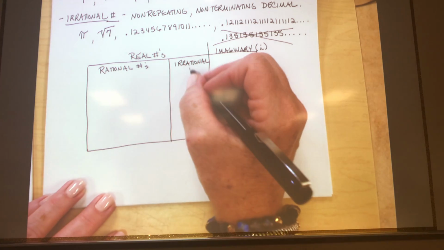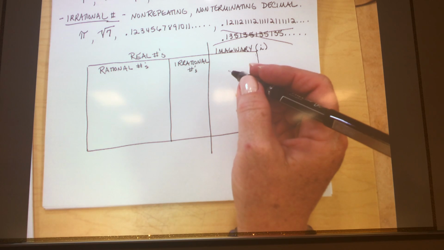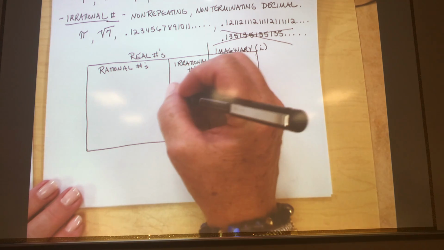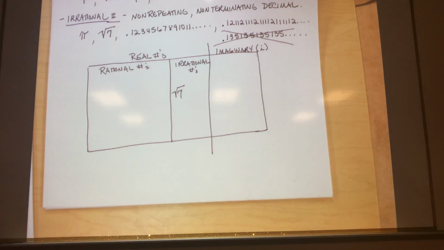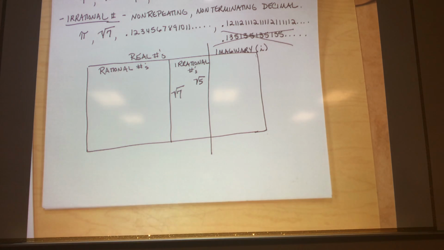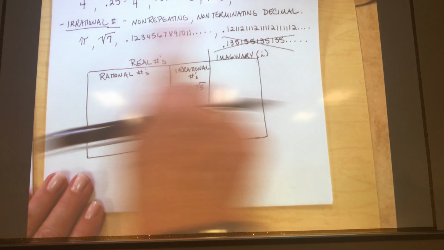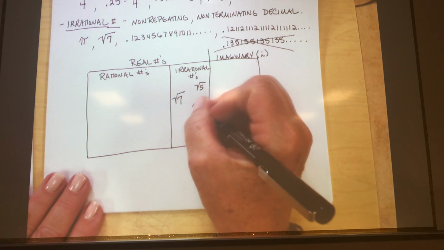Okay? Tell me an irrational number. Square root of 7. Square root of 7. Tell me one that's not on the paper. The square root of 5. Okay? Tell me another one. Pi. What's the one that you learn like in junior high? That you use a lot? Pi? Let's put him in there.